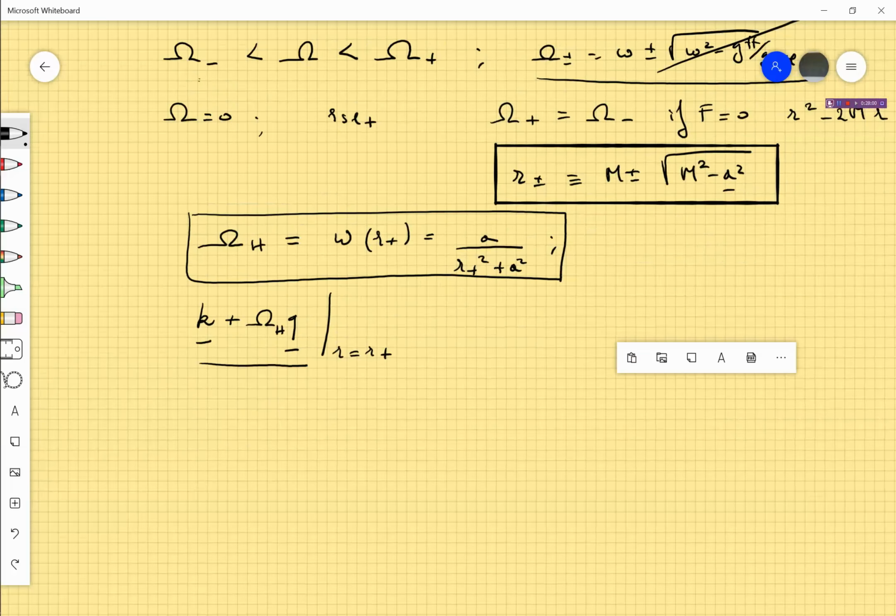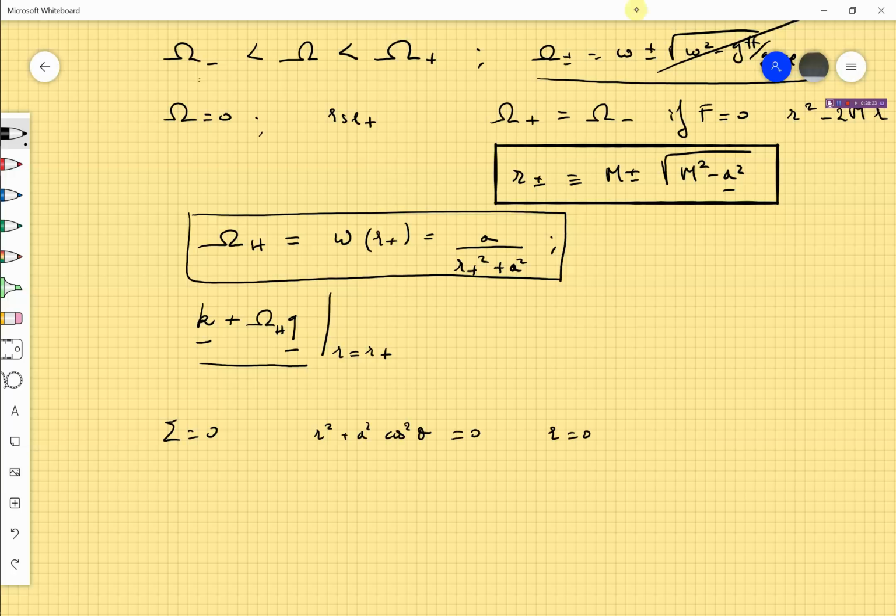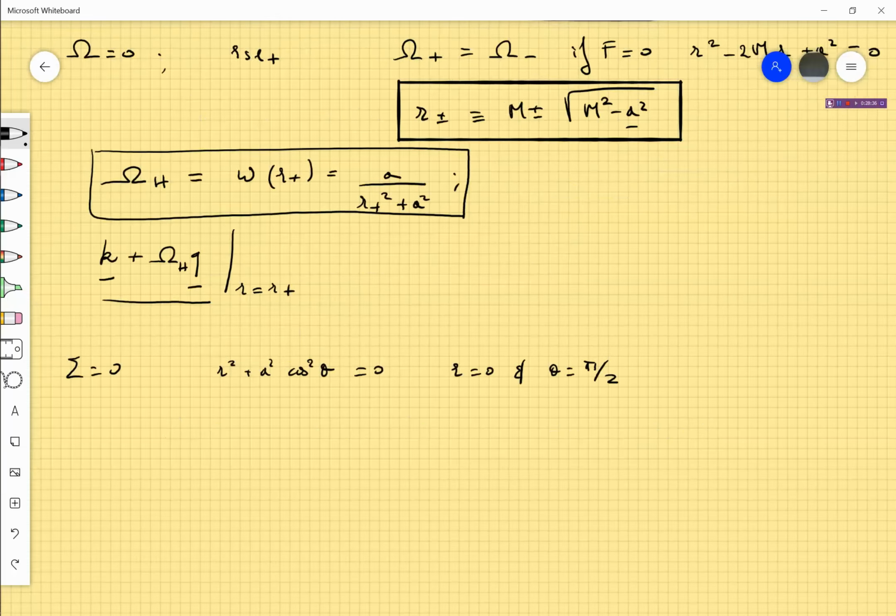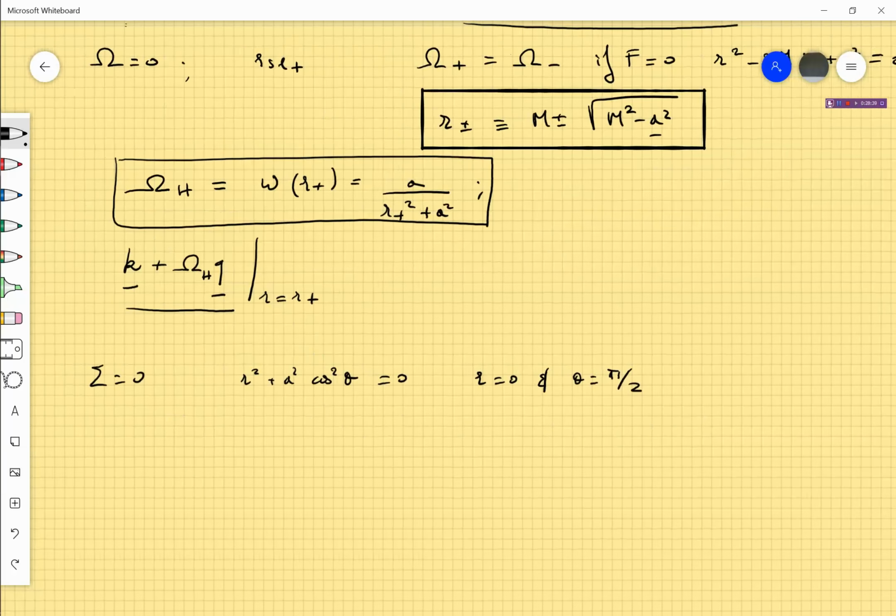Singularities of the metric. Well, clearly the metric is singular whenever sigma is equal to 0. There are several components in which sigma appears in the denominator. Sigma, remember that was r squared plus a squared cosine squared theta, and this can be 0 if r is 0 and theta is equal to pi over 2. And you can check that the Kerr-Newman invariant vanishes for this value of r and sigma. What kind of singularity is this?